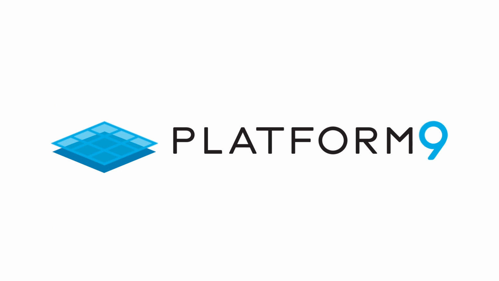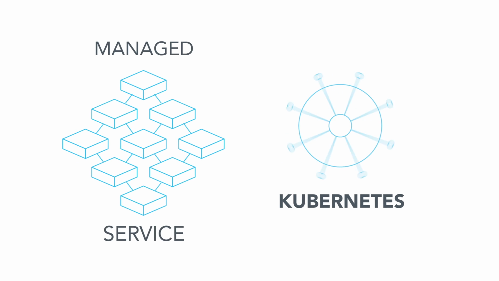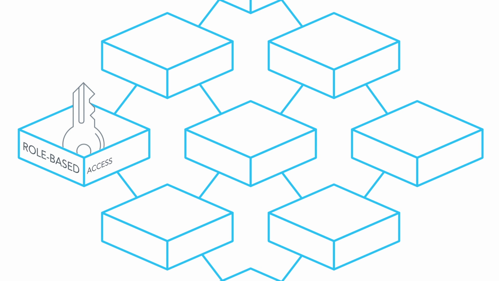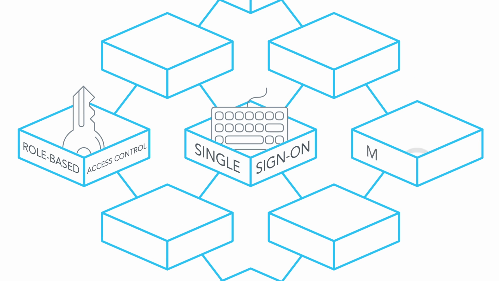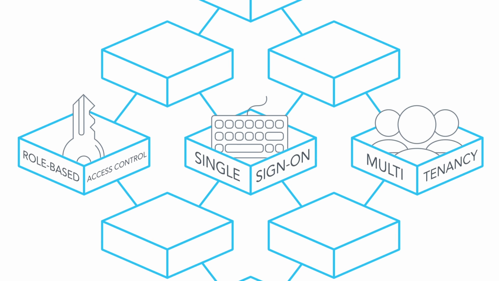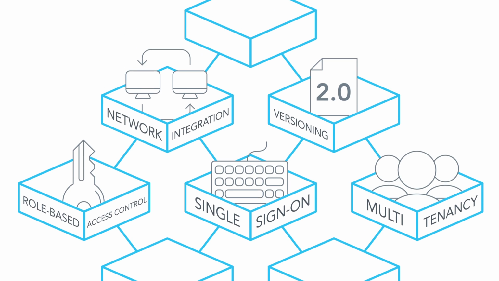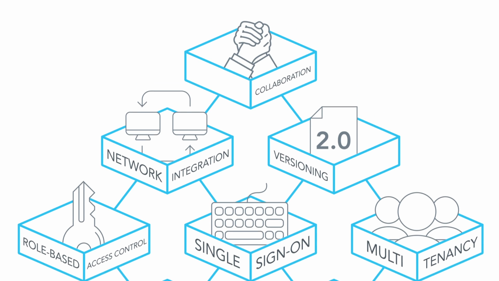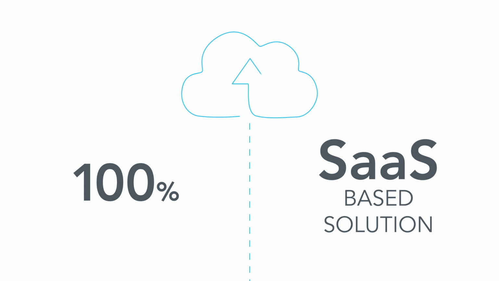That's where Platform 9 comes in. Platform 9 delivers Kubernetes as a managed service to bring the chaos under control. With features like role-based access control support, single sign-on, and multi-tenancy, Platform 9 provides network integration, versioning of container repositories, and collaboration across dev, test, and production environments. Best of all, Platform 9 is a 100% SaaS-based solution.